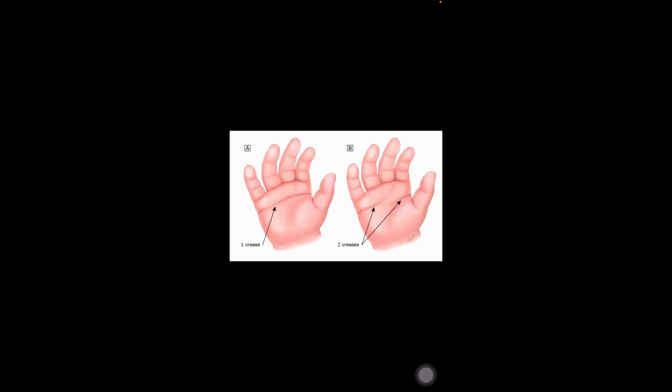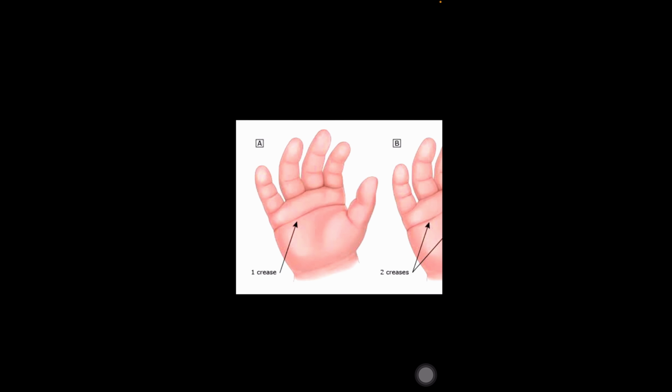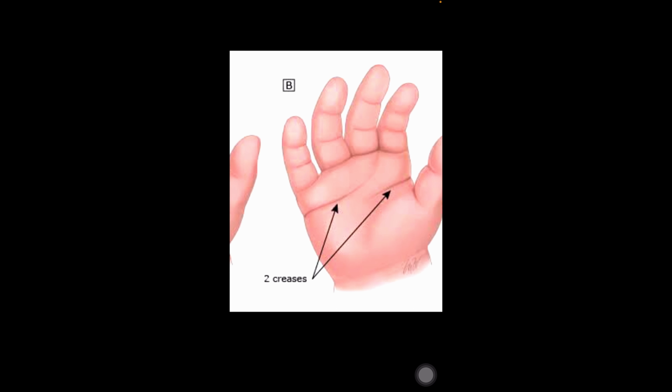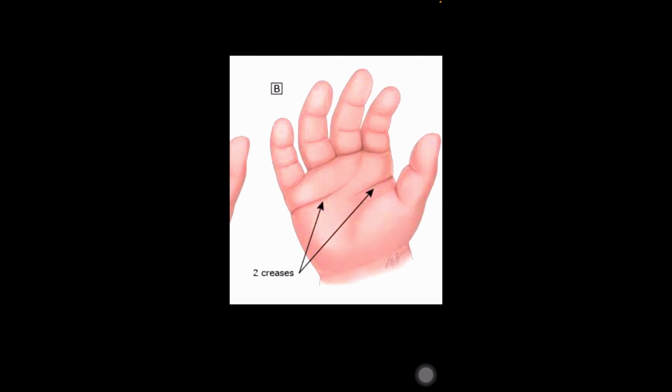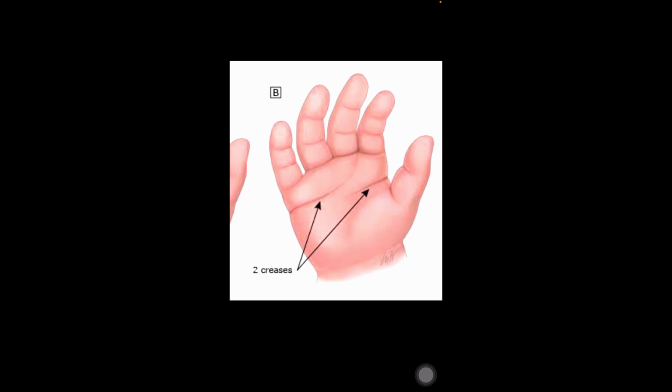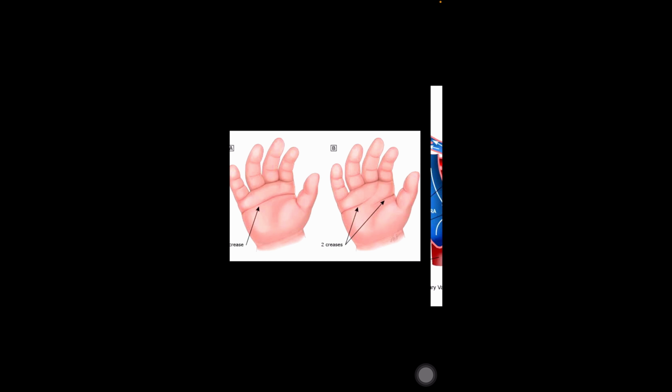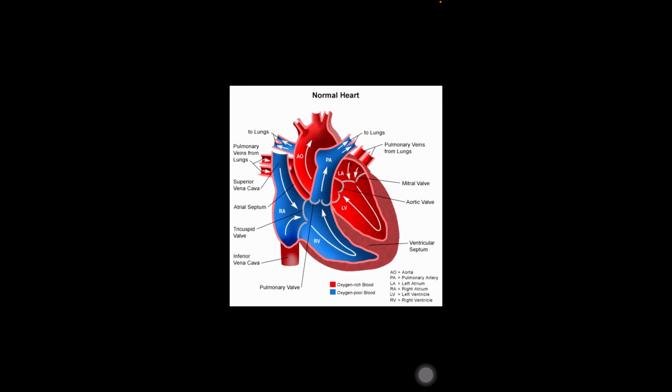Look at this one also. This is a palmar crease of a real baby with Down syndrome. So this is one crease, called the single palmar crease, or sometimes we can have a double one called the simian crease. The simian crease is characteristic of Down syndrome patients. And then the heart deformity.